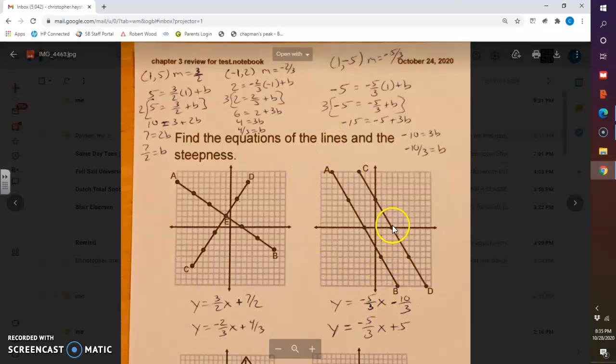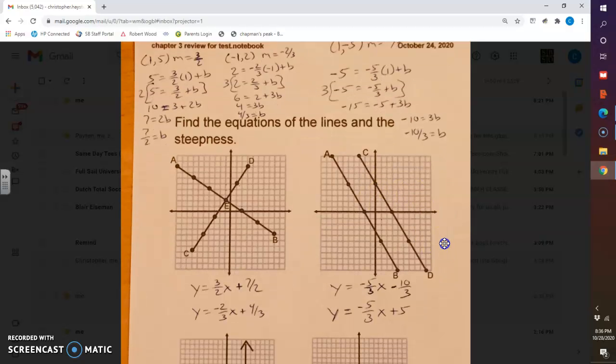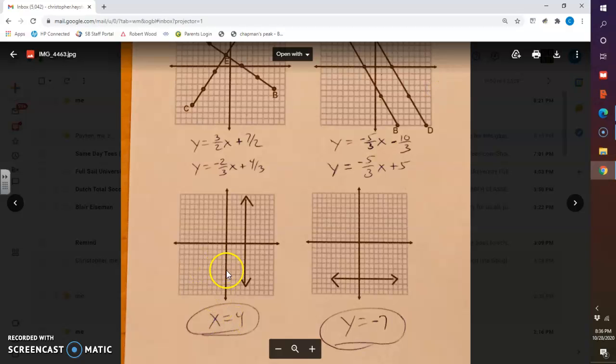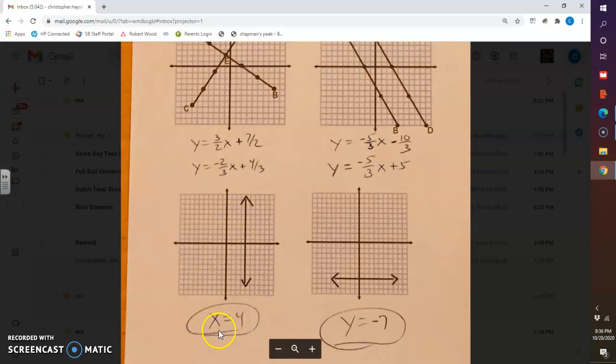Finally, the last one, I actually have an exact point for my y-intercept, so I can use it. It's 5. My slope is negative 5/3, so y equals negative 5/3 x plus 5. If the exact point is on the y-axis, you can just take the point right off the y-axis without doing the extra work. When you have a vertical line, it's x equals, so this line is x equals 4.